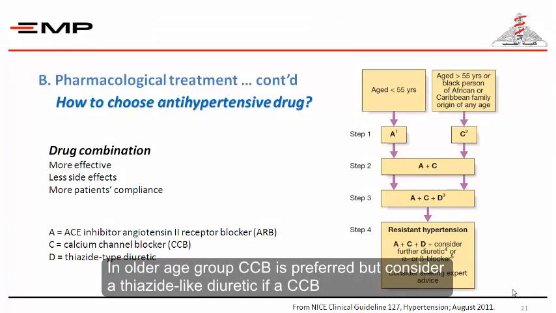How to choose between antihypertensive drugs also includes the drug combination, whether we will choose monotherapy or more than one drug, or combined therapy. Why do we go for combination? We go for combination to be more effective, have fewer side effects, and to have more patient compliance. Because if you combine more than one class of drug, you will have more effect to decrease the resistant blood pressure or the very high blood pressure.